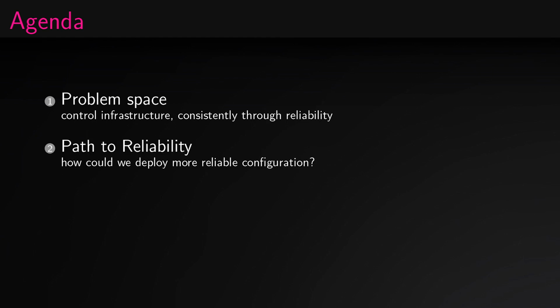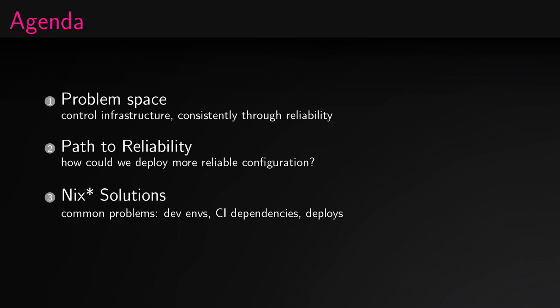So I'm going to talk a little bit about a path towards reliability. This is based and predicated on my bias of functional programming. And then we're going to look at how Nix can provide solutions using that basic design tenet. And so the common problems that we'll explore are how to get repeatable development environments, consistent CI dependencies, and predictable deploys.